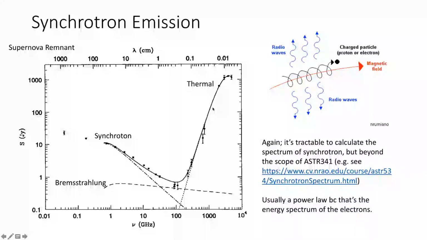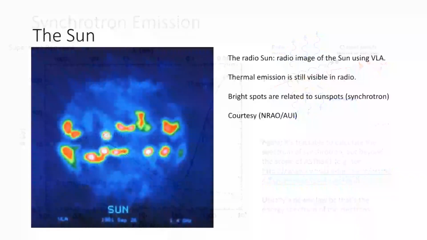This is the kind of thing people do: they take the very broad spectrum of radio sources and try to fit the different components of the emission. I think the main thing to remember is just those three sources: thermal, non-thermal, which is accelerating electrons, and lines. Those are the three sources of radio emission.